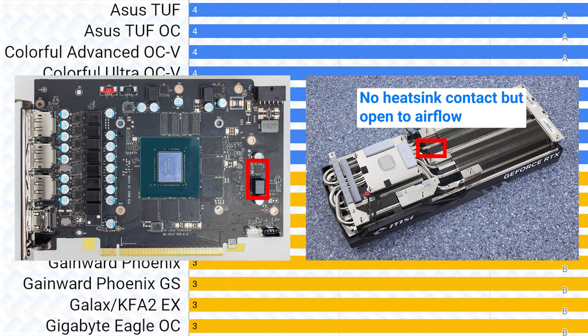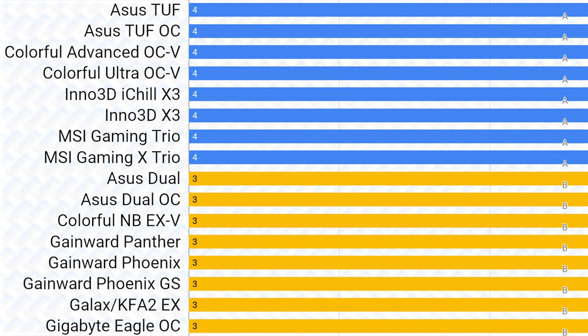leaves the memory VRM phases uncooled, unlike the other S-tier cards. This is not really a big deal, as the GDDR6 pulls a fraction of the power of the GPU core itself, and the memory VRM does get direct airflow in this case, so the VRM shouldn't get that hot. But it just isn't good enough to be in the S tier when the other S tier cards cool everything properly.